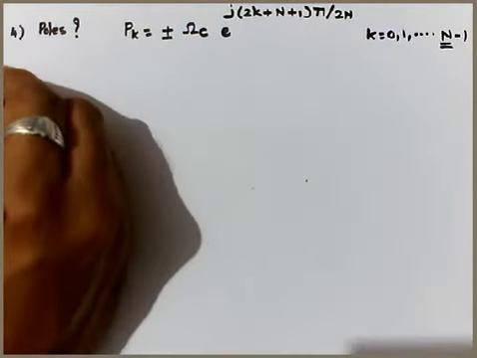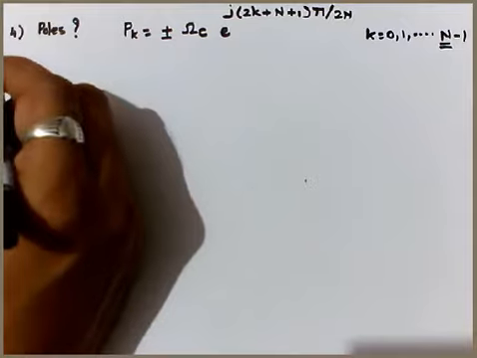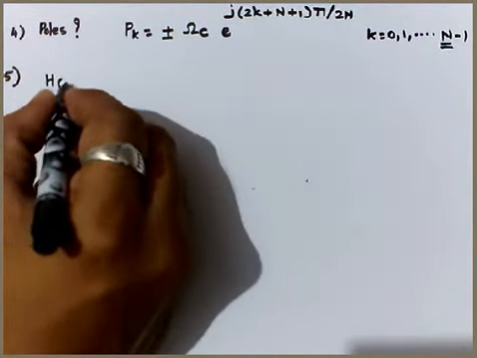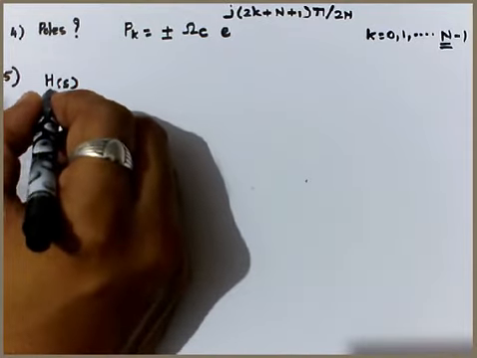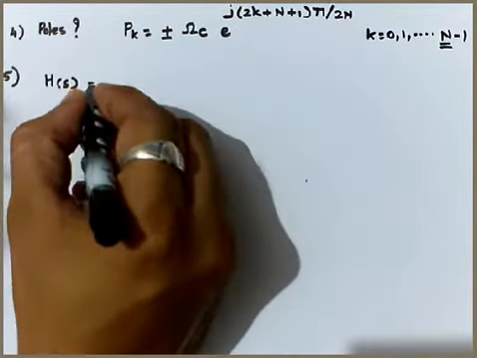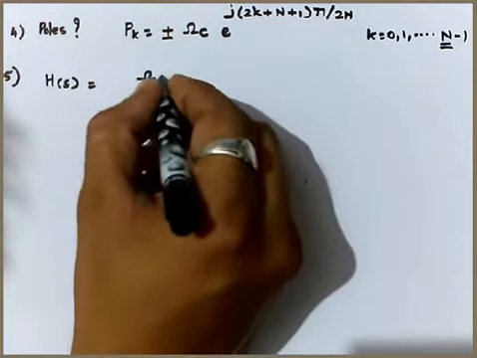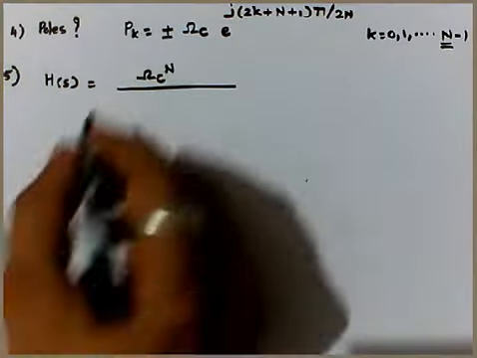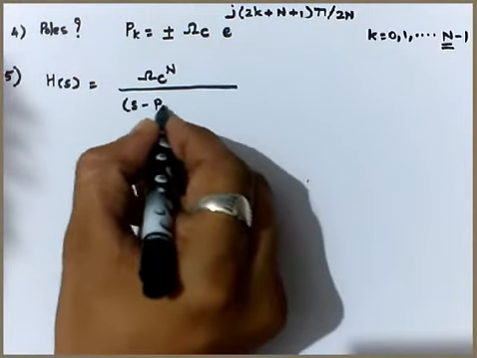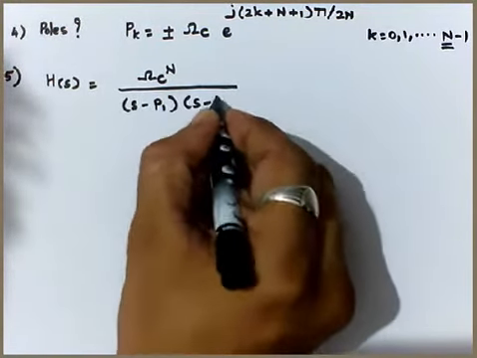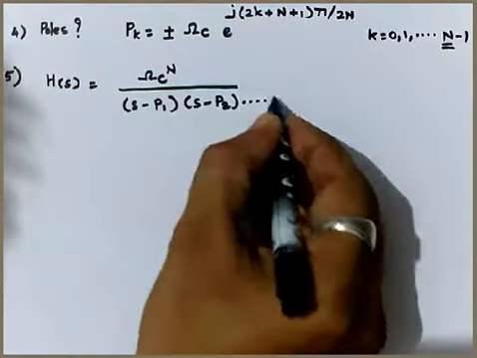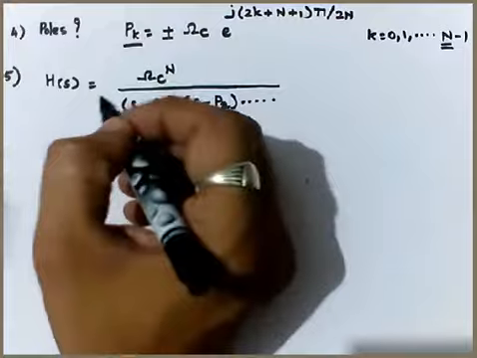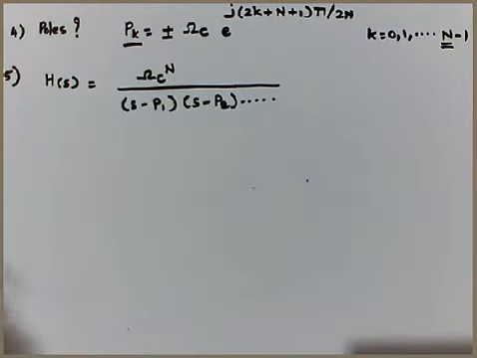The next stage is calculating the system transfer function for the analog filter. As we have seen, it can be indicated as H of s or Ha of s. This can be given in general as Ohm C raised to n divided by (s minus p1)(s minus p2) and so on, where p1, p2 are the poles which we calculated at step number 4.